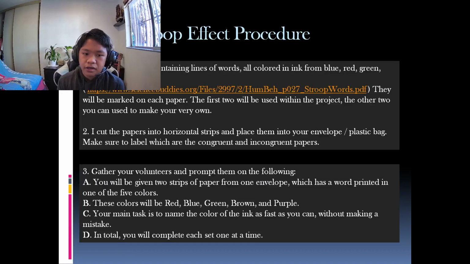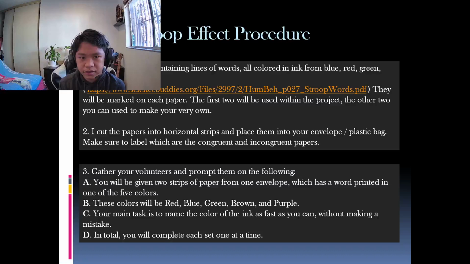For the procedure, I borrowed a PDF file from Science Buddies. You can create your own, but make sure that all the colors range from blue, red, green, brown, purple. I cut these papers into horizontal strips and place them into an envelope or plastic bag, whatever works, and I make sure to label it congruent and incongruent bags.